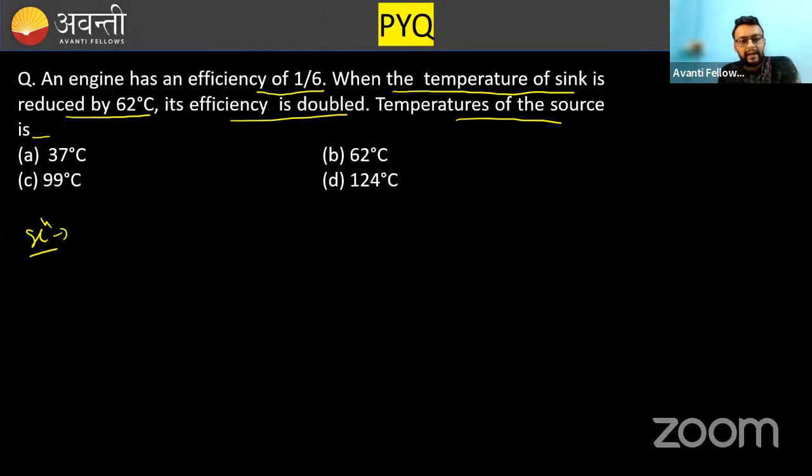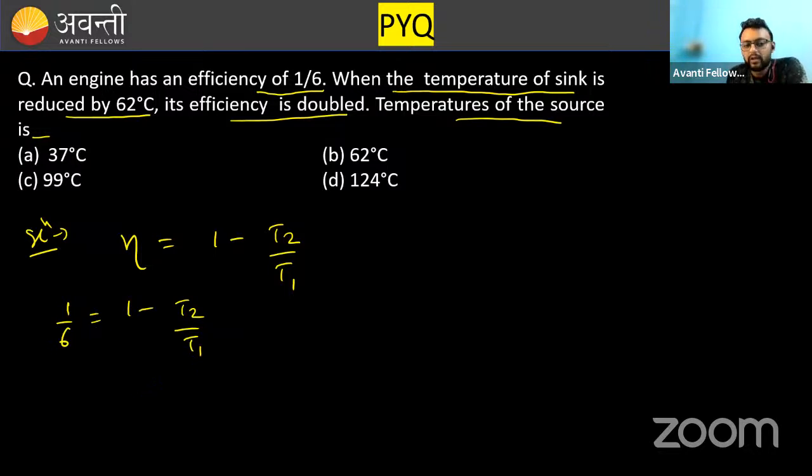Let's solve it. An engine has an efficiency of 1 by 6. So what is the relation for efficiency? Efficiency is equal to 1 minus T2 by T1. Efficiency is given as 1 by 6. That means 1 by 6 is equal to 1 minus T2 by T1. So you can see that T2 by T1 will be 1 minus 1 by 6. We can write it here.